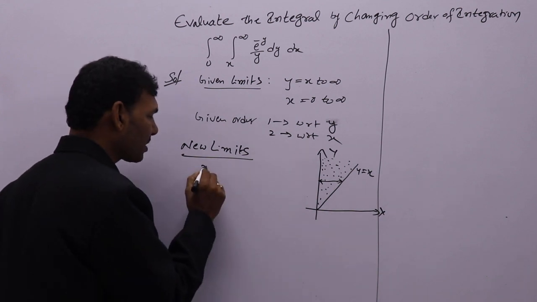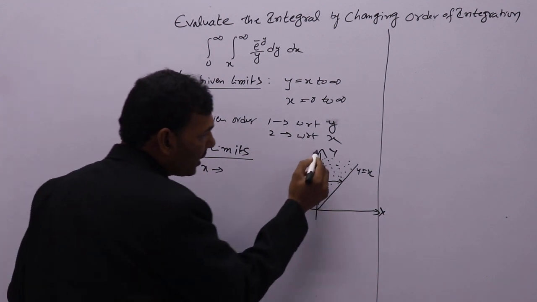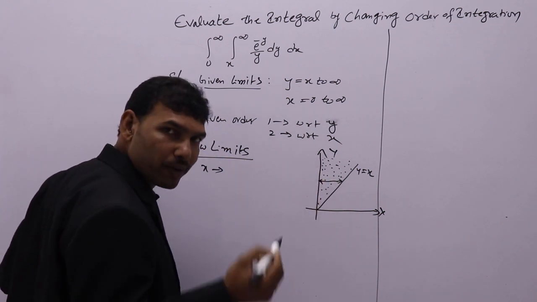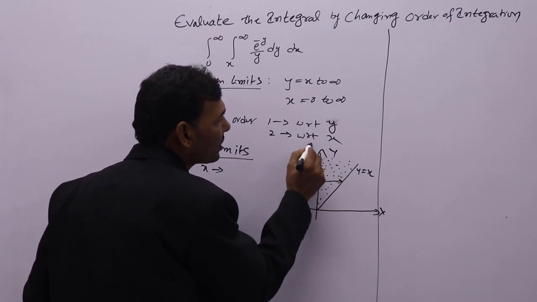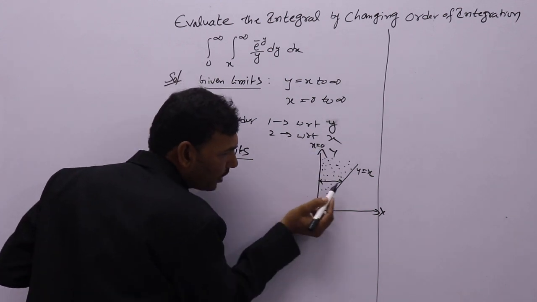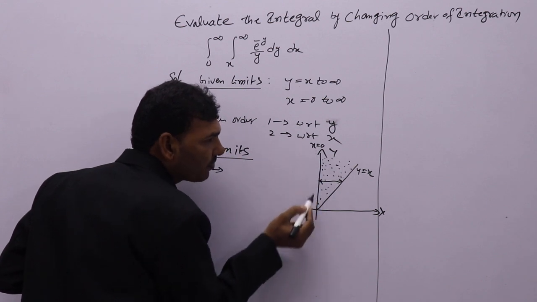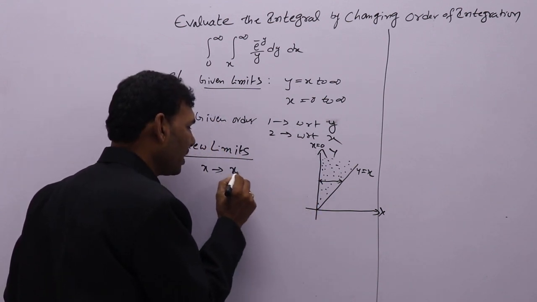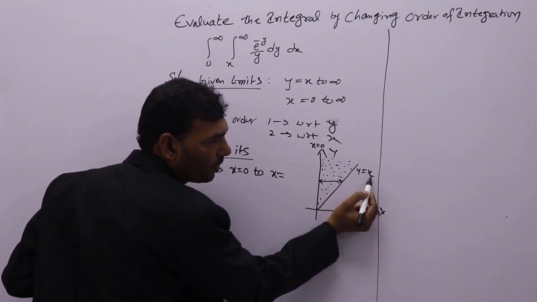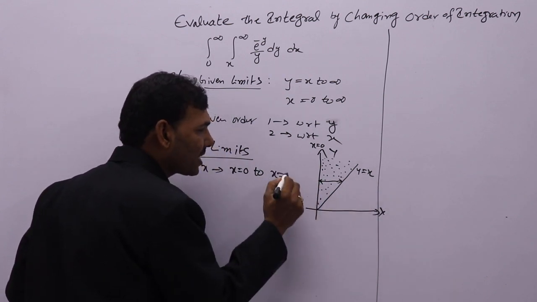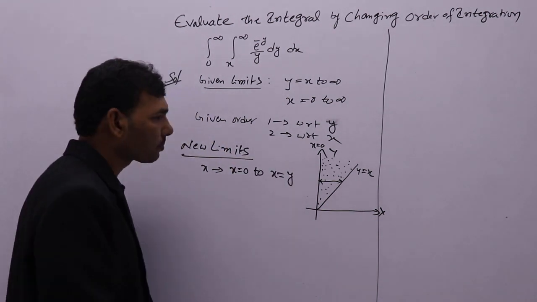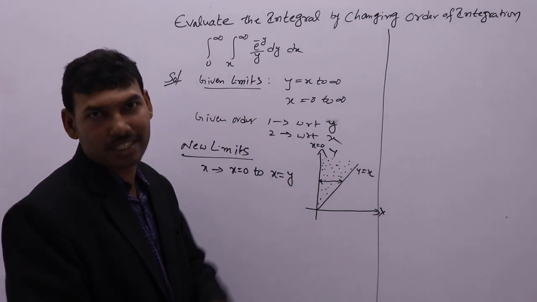x limits. What is the name of this line in terms of x? This is y axis, we know. But what is equation of y axis? Equation of y axis is x equal to 0. So this strip is from this line to this line. What is the name of this line in terms of x? x equal to 0 to x equal to, this is y equal to x. It can be written as x equal to y. Clear, ma?